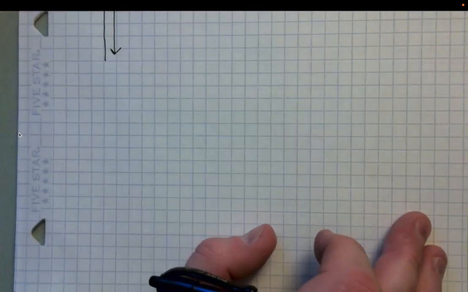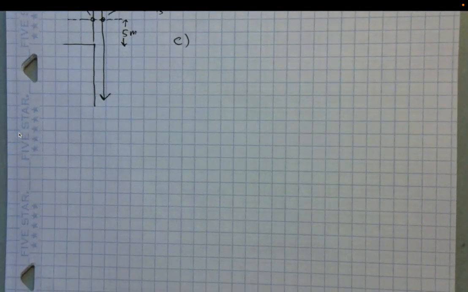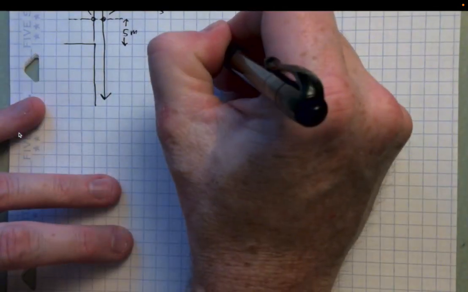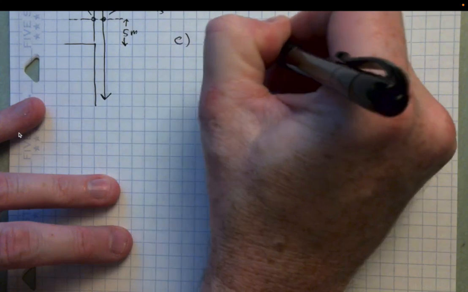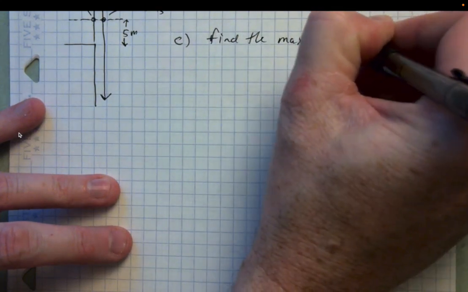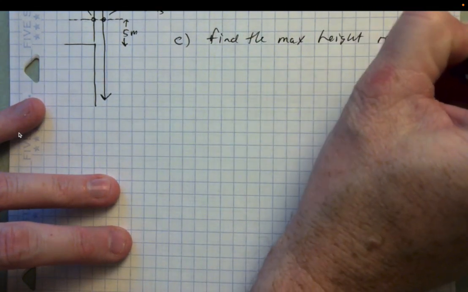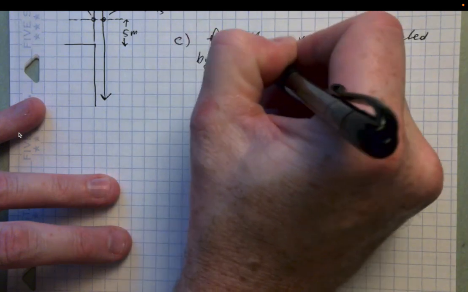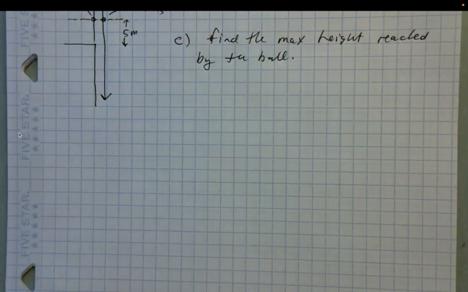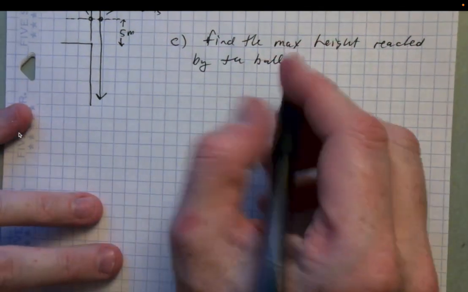What about part C? What did we have for part C? Part C asked us to find the max height reached by the ball. Now, this is a common scenario. This is a common kind of thing to ask.